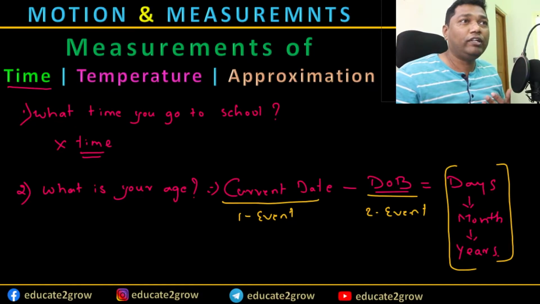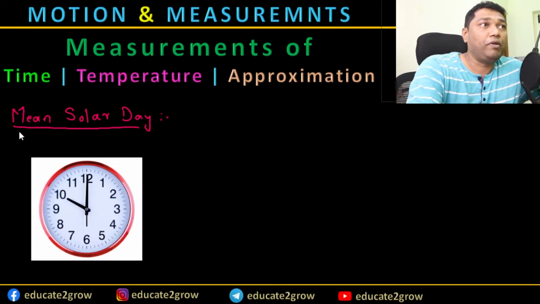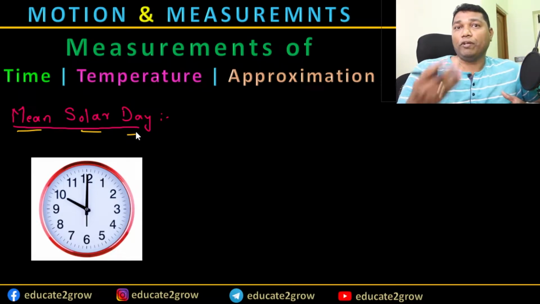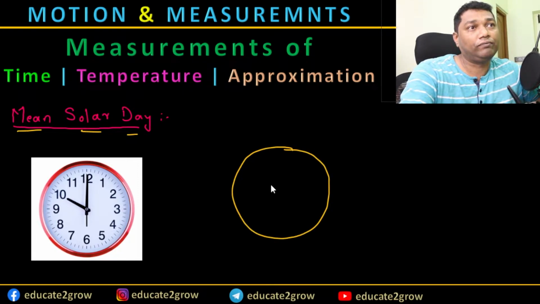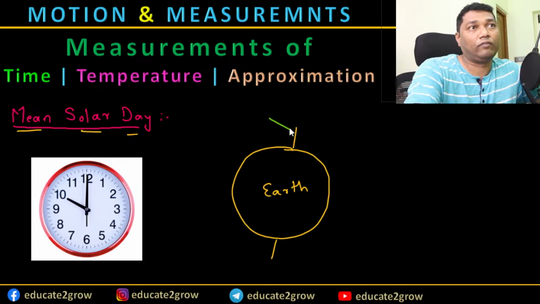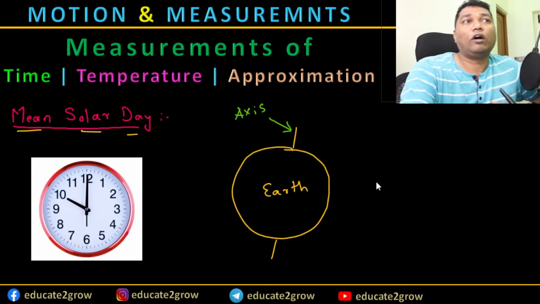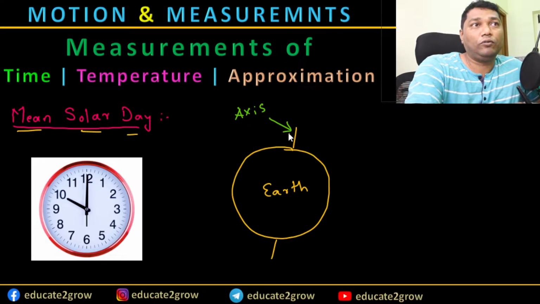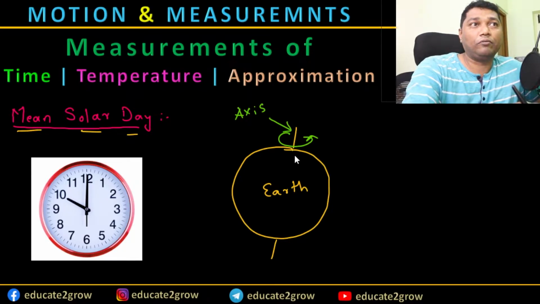The next point is, during this study of time we come across a term called mean solar day. What do you mean by mean solar day? Take our earth. Let me draw the earth here. This is the earth, and we have an axis. The earth revolves around itself with respect to its axis.